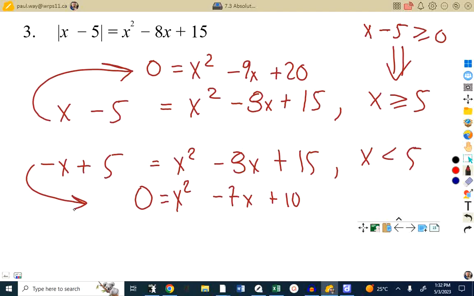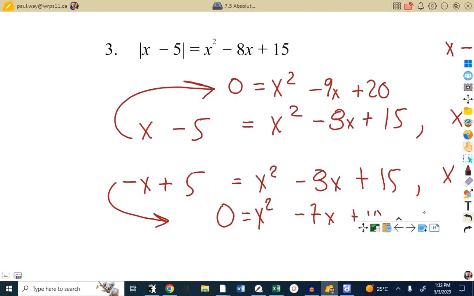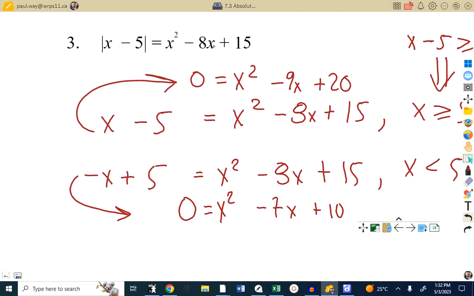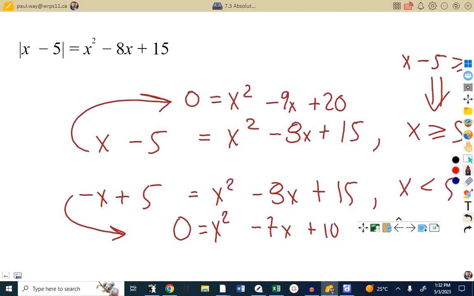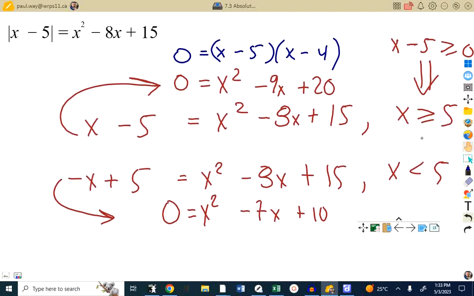My top equation, whoops, becomes 0 equals x minus 5, x minus 4. I hope you're in agreement on that. My bottom equation becomes 0 equals another factorable one, x minus 2, x minus 5.